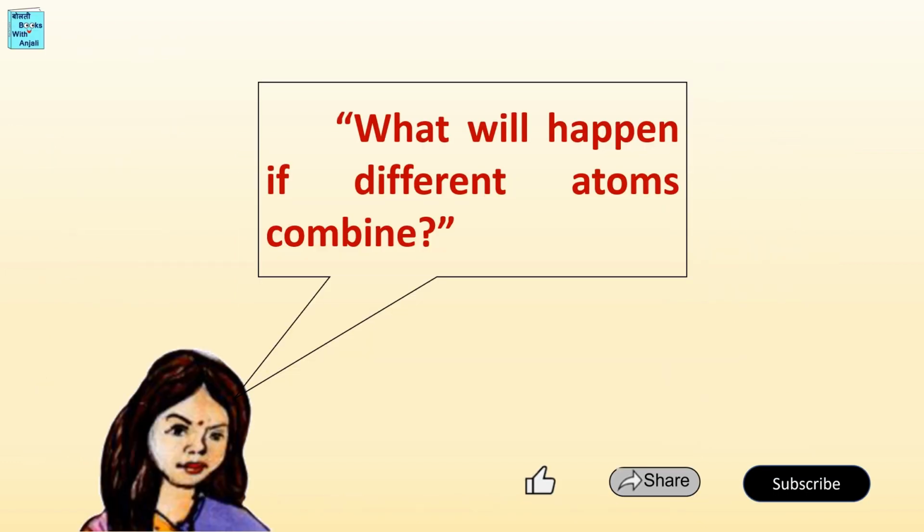What will happen if different atoms combine together? We know that when the same type of atoms combine, they form elements. But what will be formed when different types of atoms combine together?